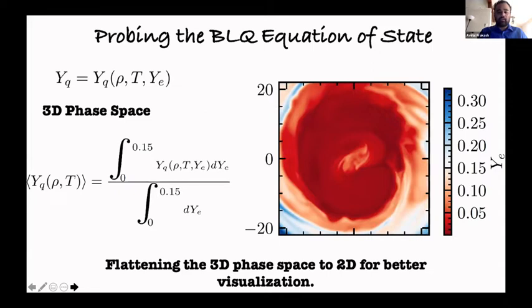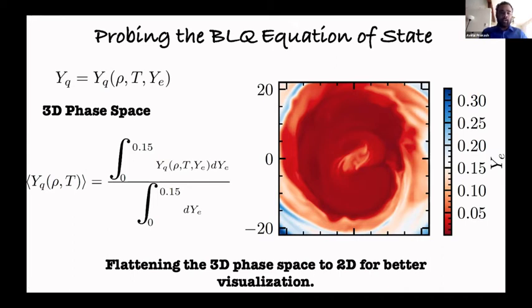So what we are doing is calculating a quantity Y sub q. Y sub q is the quark fraction, essentially the number of deconfined quarks divided by the number of baryons at a particular time in a simulation. It is a quantity dependent upon three parameters in the equation of state: density, temperature, and electron fraction, since it is a composition dependent equation of state. So a dependence on these three parameters means that the phase space of this equation of state is three-dimensional.